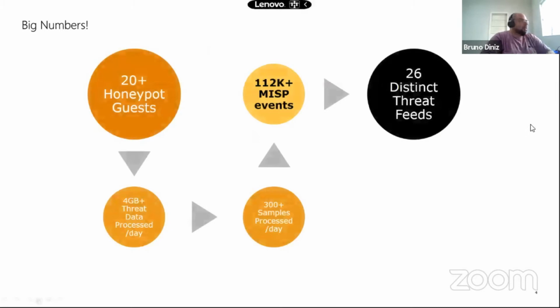So, some big numbers about OpenCTI.BR, which this month is actually having its first birthday. It's a one-year project right now. We have more than 20 honeypot guests running all over some cloud providers, and some internal physical sensors deployed, most of them in the Brazil region, right? More than 4 gigabytes of threat data processed a day, producing more than 100,000 MISP events so far, and more than 300 malware samples processed a day, and we are aggregating that and publishing it to 26 distinct threat feeds on GitHub.